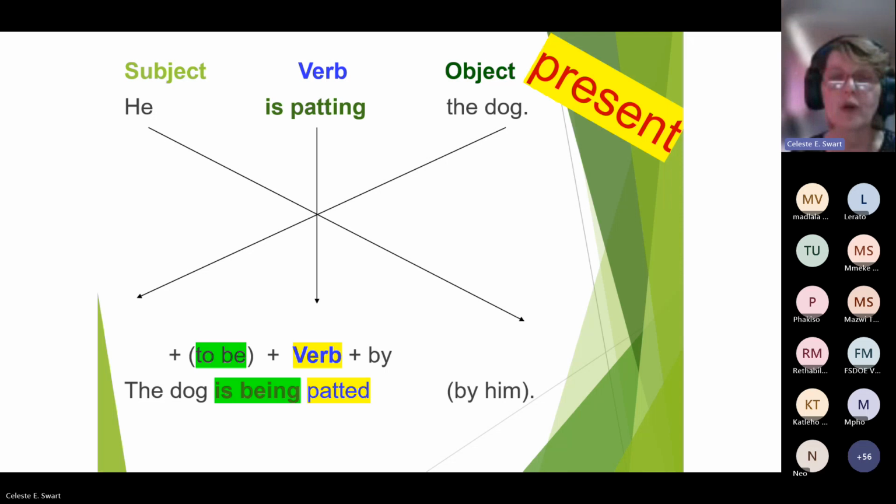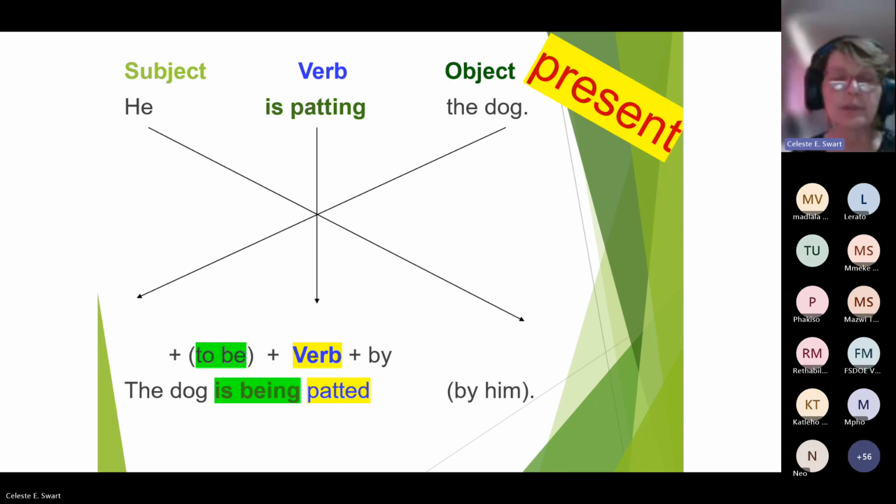And that's very straightforward because here we find is. And here we find is being. So the dog is being patted by him. And that will assist you in making sure you get this correct, because is patting is present.